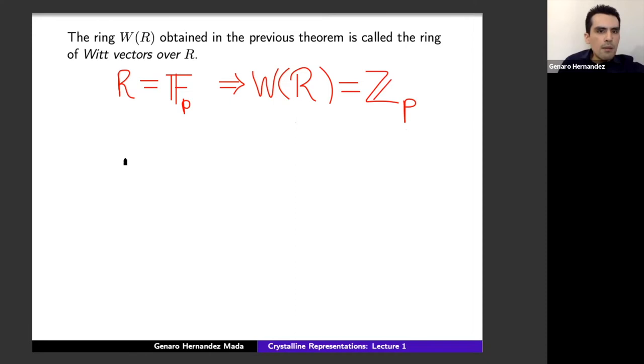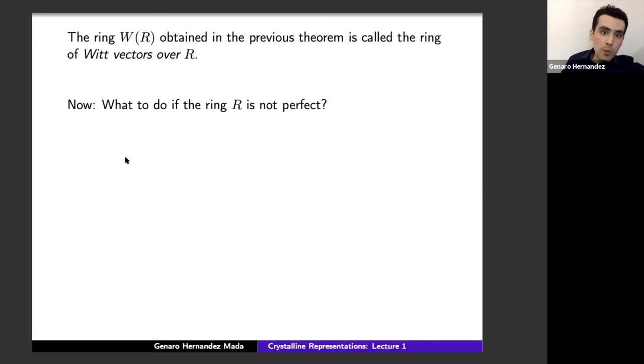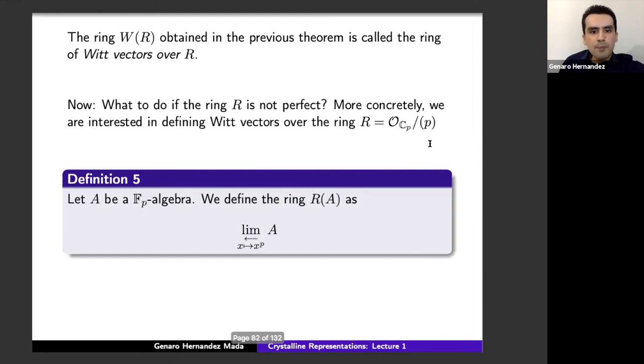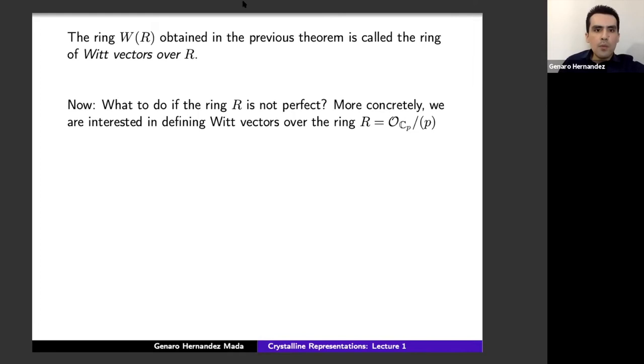But then we might ask ourselves, what do we do if the ring R is not perfect? Because these Witt vectors behave and they work very well in the perfect case. But actually, we are going to be interested in the not perfect case. So more concretely, we are interested in defining some kind of Witt vectors over the ring of this one. And this one is not perfect. Okay. So what we can do is to make it perfect, taking a perfection.